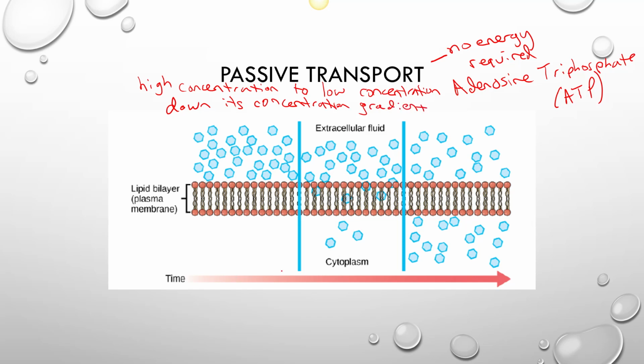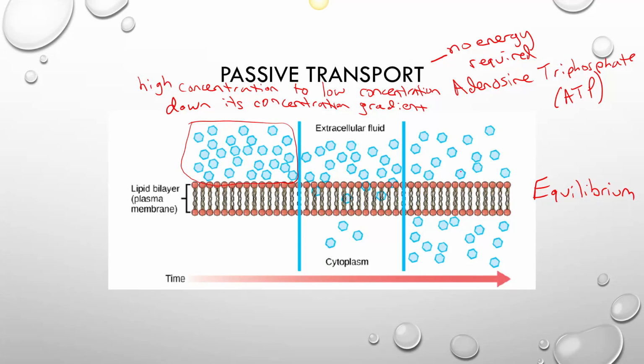Now if you look at this picture, as time goes on, we start with a whole bunch of substances concentrated here. We have a high concentration on one side and a low concentration on the other side. Now as passive transport happens, we have the movement of molecules down their concentration gradient from an area of high concentration to low concentration until we've reached an equilibrium. And an equilibrium is when we have equal concentrations on both sides of the membrane.